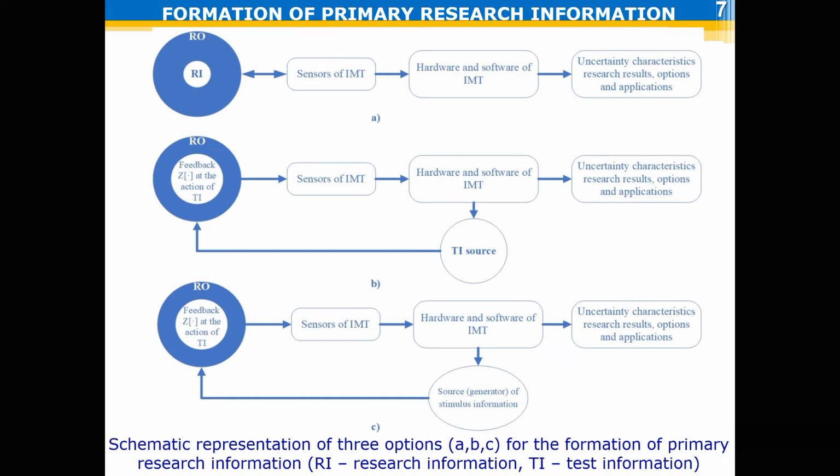To perform the task of using information measurement technologies resources during solving problems of energy informatics, three options for the formation of primary information are used: interaction and interconnection of research objects with the IMT sensor means. You can see this in the figure on the slide.